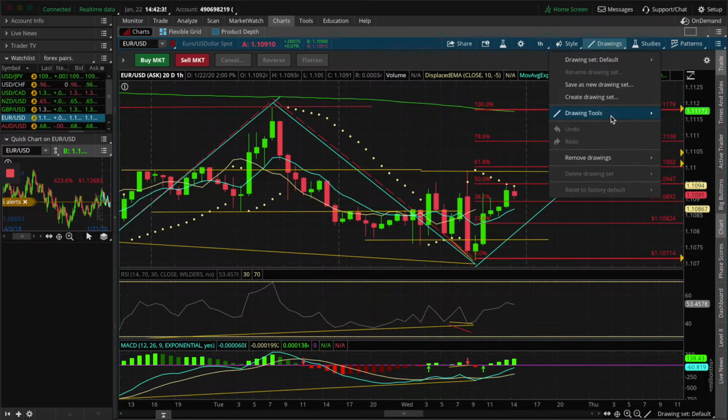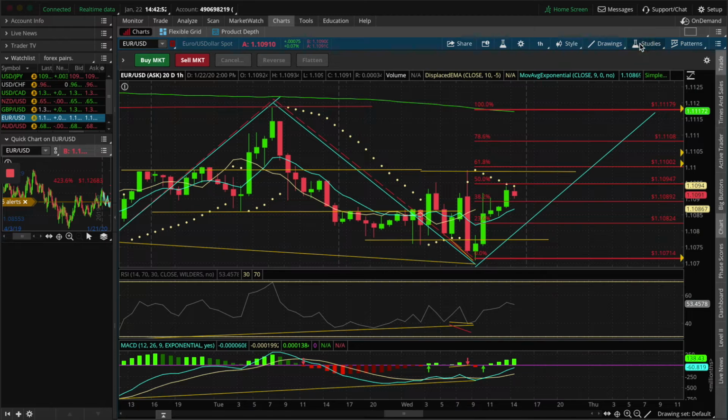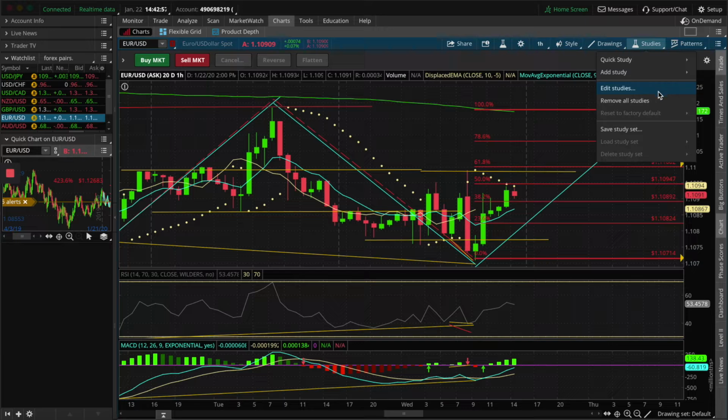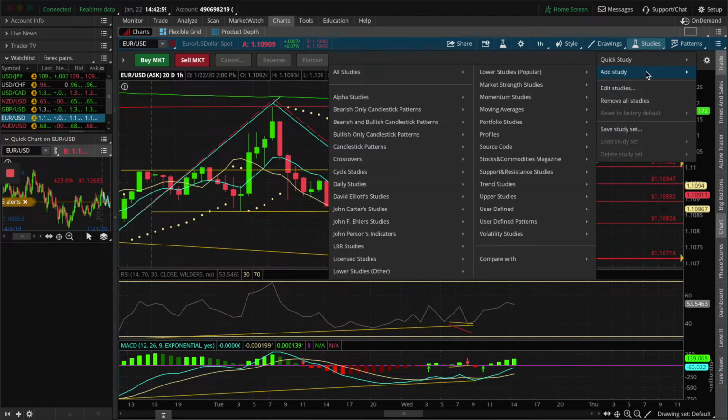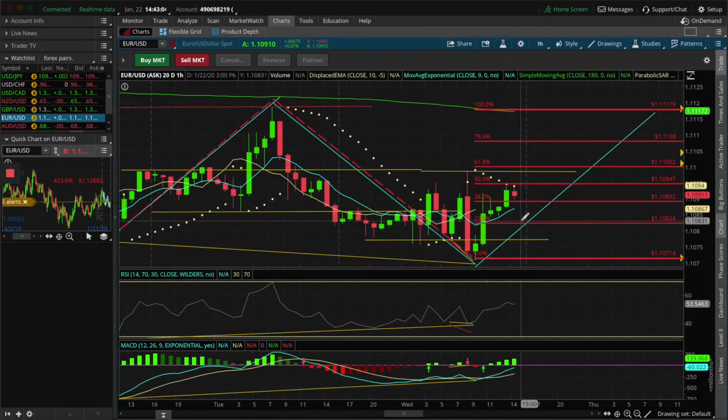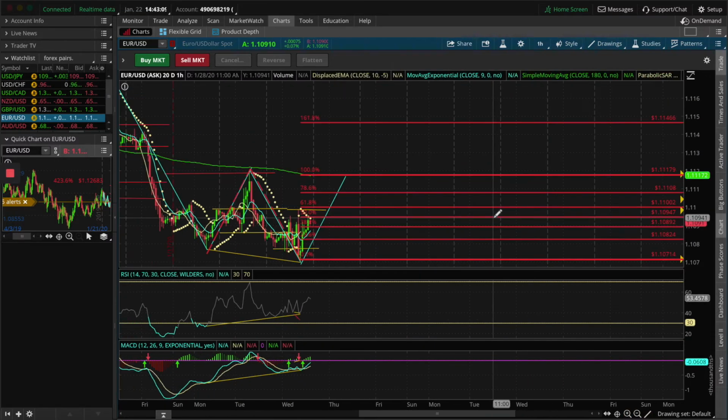What else? The drawing tools, all your drawing tools over here. Your Fibonacci extensions are right here, which we'll get into a little bit more. Trend line, everything that you need right there. And studies, you can add a study, edit studies, and I believe you can also upload studies too. I was looking into that. But yeah, so I just want to go into the graph here. Let me zoom out.